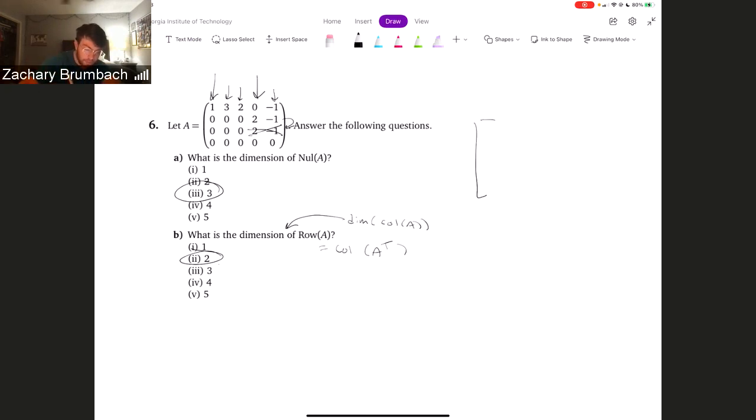Just trying to be a little tricky on you, but you could also flip it. You could transpose it. 1, 3, 2, 0, -1, 0, 0, 0, 2, -1. Same thing. Not going to write it again. 0, 0, 0, 0. Not a pivot. Not a pivot. Pivot. Pivot. 2. Done.